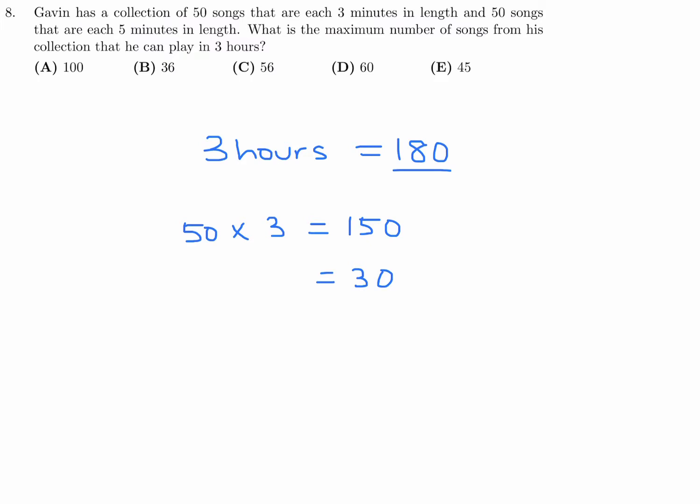So now we are going to approach the 5-minute songs. Now how many of those can we put in? Well, it'll be 30 divided by 5, which is 6. And now we count the number of songs. It was 50 songs that were 3 minutes long and 6 songs that were 5 minutes long. So the total is 56. So number 8, the answer is C.